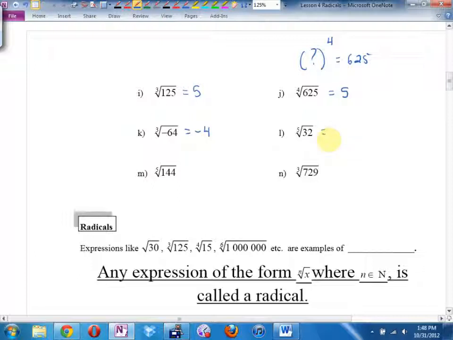Fifth root of 32. What to the 5th power equals 32? It's 2, because 2, 4, 8, 16, 32. It's 2 to the 5th.